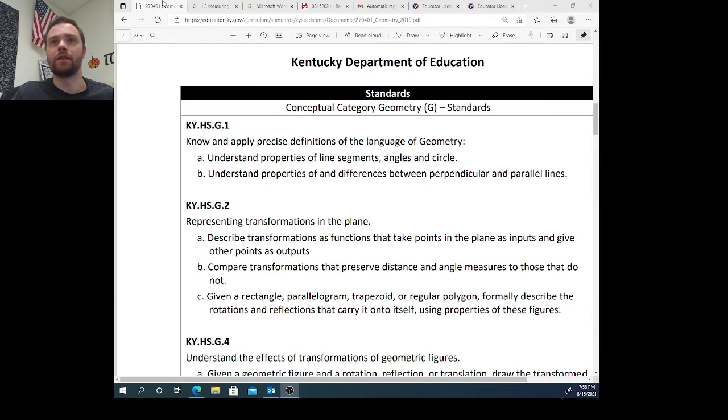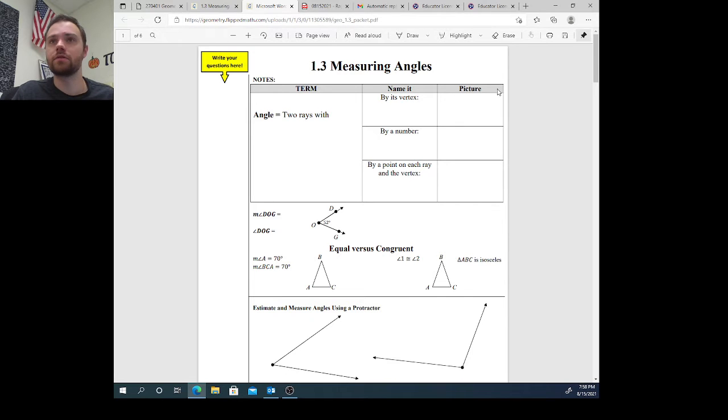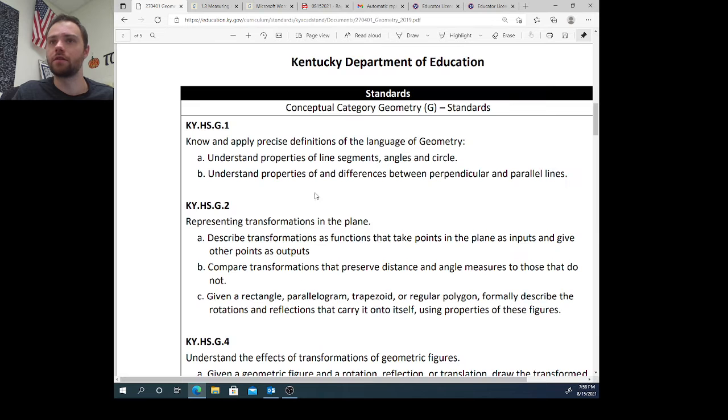So today we're going to be talking about lesson 1.3, which is measuring angles. And I want to start out with the standard. We're still working on Kentucky HSG1, know and apply precise definitions of the language of geometry. We've finished line segments and we're moving on to angles.